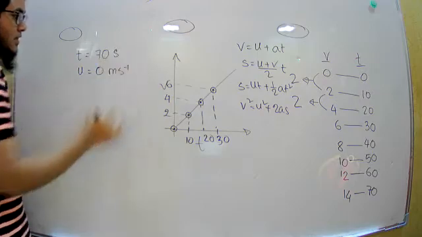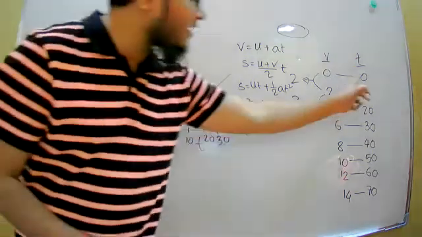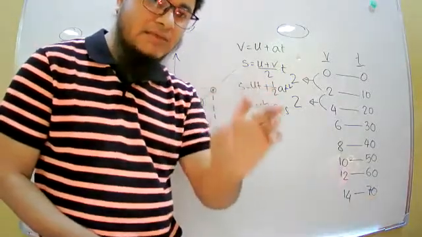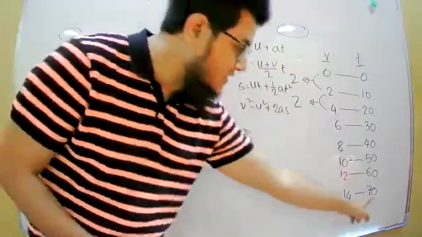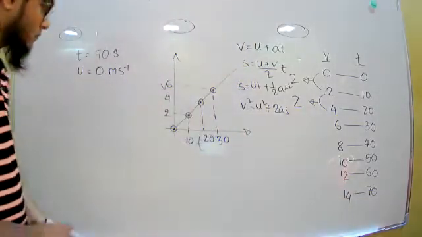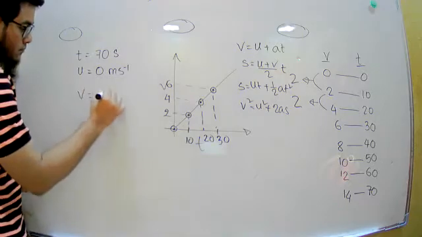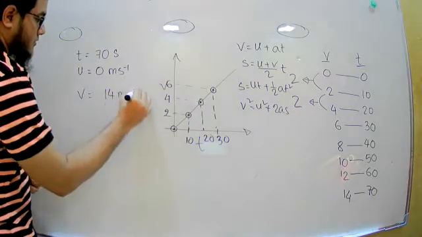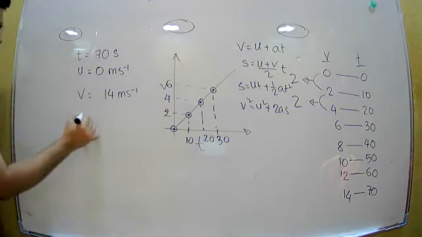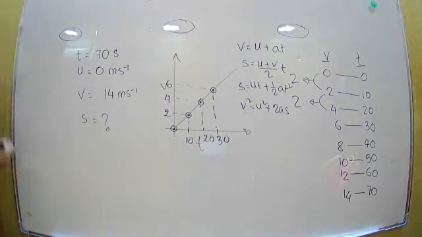This is the second. And do we know the final velocity? They told us to calculate the distance traveled in 70 seconds. So after 70 seconds, what is the velocity? Do we know? 14. 14 meters per second. So these are the available information. Based on this, we need to calculate s equals how much.